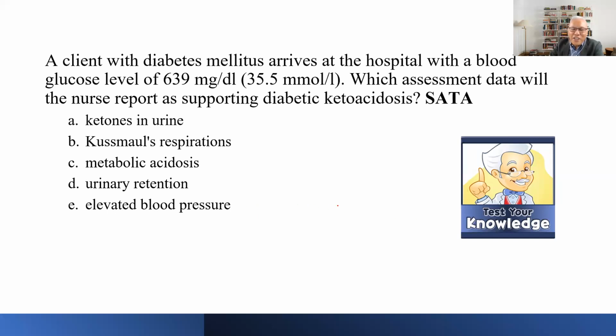All right, I think you all got it. It's all three elements, right? Ketones in the urine and serum, metabolic acidosis, and Kussmaul respirations. Okay.